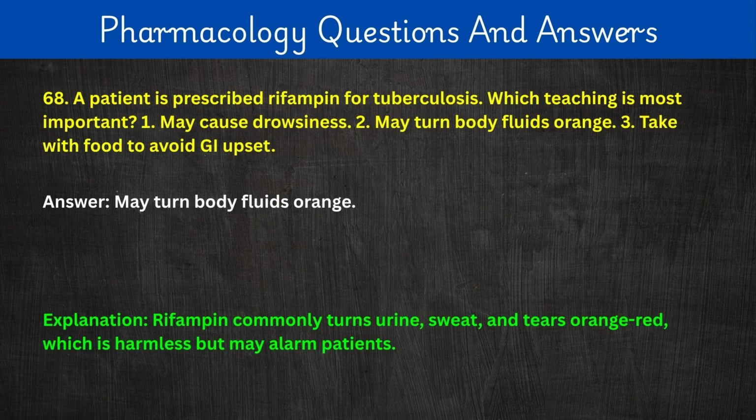68. A patient is prescribed rifampin for tuberculosis. Which teaching is most important? 1. May cause drowsiness. 2. May turn body fluids orange. 3. Take with food to avoid GI upset. Answer: may turn body fluids orange. Explanation: rifampin commonly turns urine, sweat, and tears orange-red, which is harmless but may alarm patients.